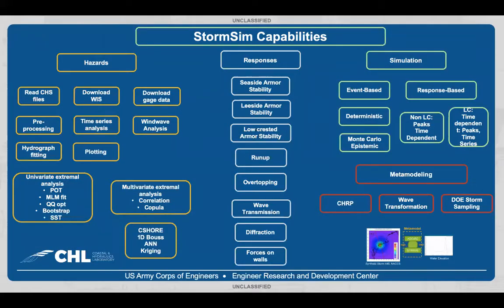StormSim is a suite of coastal engineering, statistical modeling, and stochastic simulation tools that have been developed over the last 15 years by our group. This is an overview of the StormSim capabilities, which include hazard analysis, response computations, multiple simulation methods, and meta-modeling. StormSim capabilities developed for the S2G analysis include runup, overtopping, and wall responses using a non-life cycle peaks response-based simulation. This approach is fully probabilistic with multivariate probabilistic forcing and associated uncertainties carried through the design process, along with uncertainties associated with the empirical equations used to compute the responses.